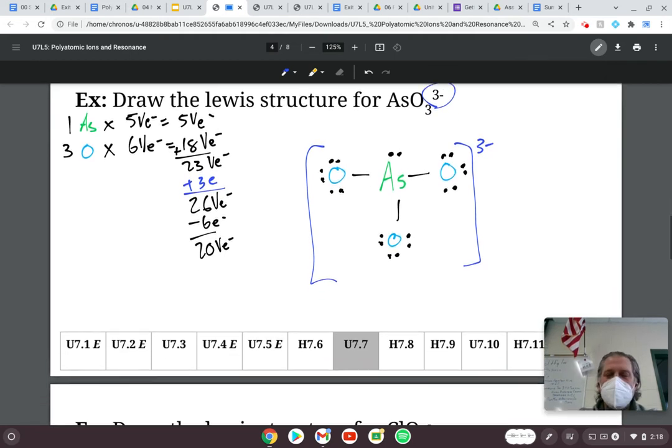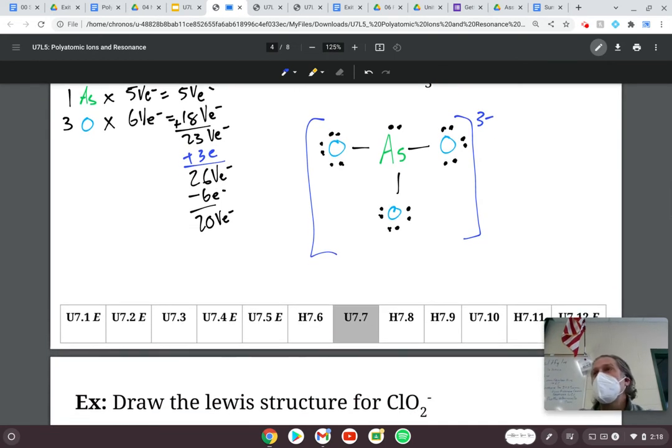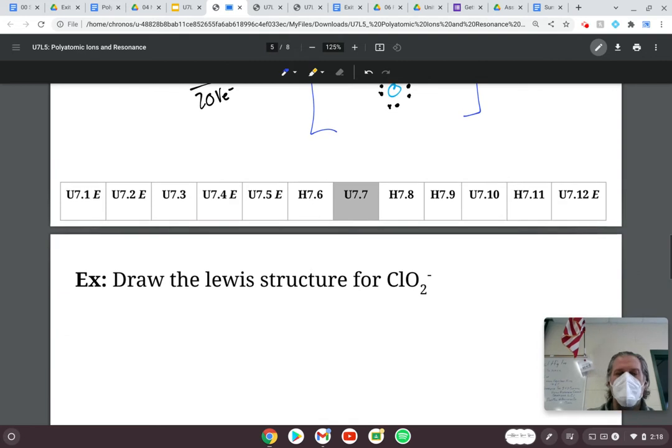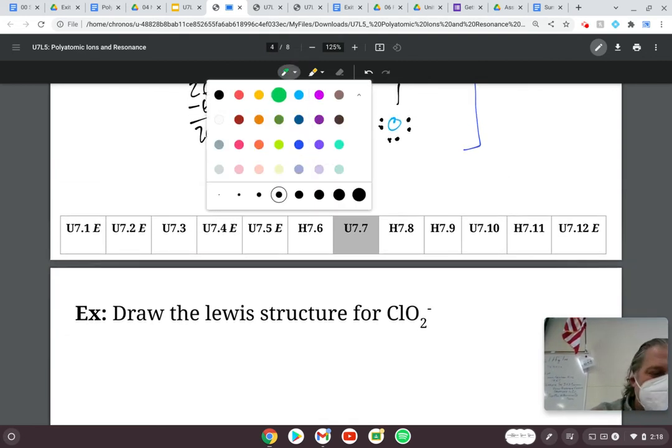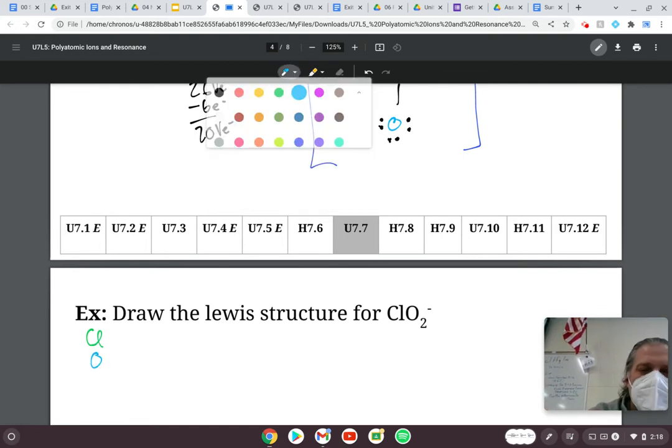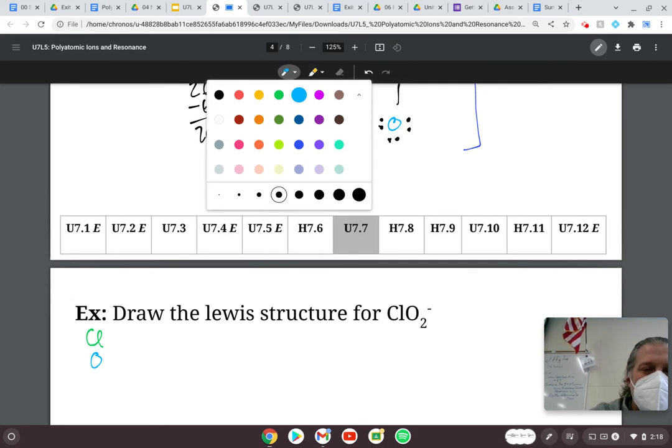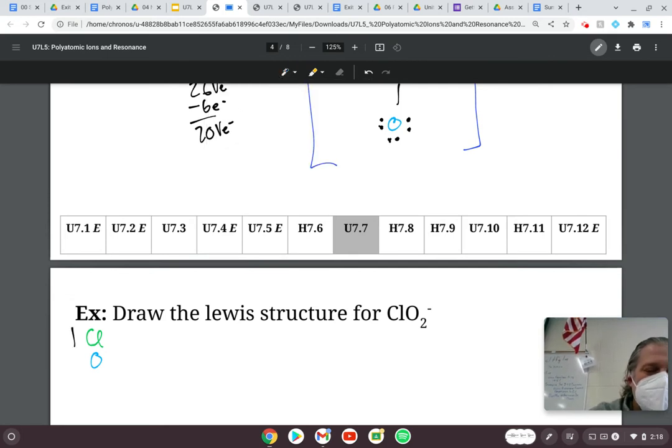The next example, ClO2 minus 1. So just like before, we're going to identify what we have. So I have chlorine and I have oxygen. In chlorine, there's 1 chlorine present times the 7 valence electrons that chlorine has in the periodic table. And so that's going to leave me with 7 valence electrons.